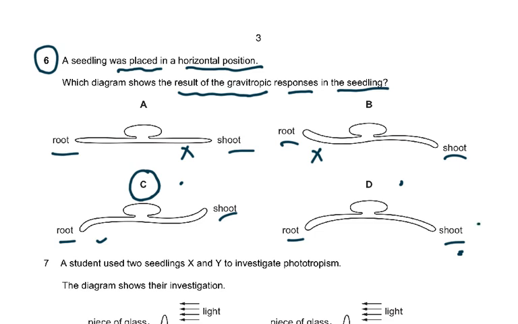This is wrong because the shoot is growing downwards. This is wrong because the root is growing upwards and the shoot is growing downwards. Here they're just going straight. There's no effect of gravity. The root is also growing straight and the shoot is also growing straight. So that is why this is wrong.